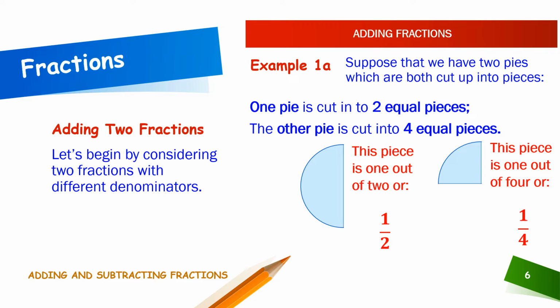However, if we cut the piece on the left into 2, as shown, we can see that this is equivalent to 2 pieces out of 4. Now we can easily add the pieces on the right to the pieces on the left. So 2 pieces out of 4 plus 1 piece out of 4 equals 3 pieces out of 4.